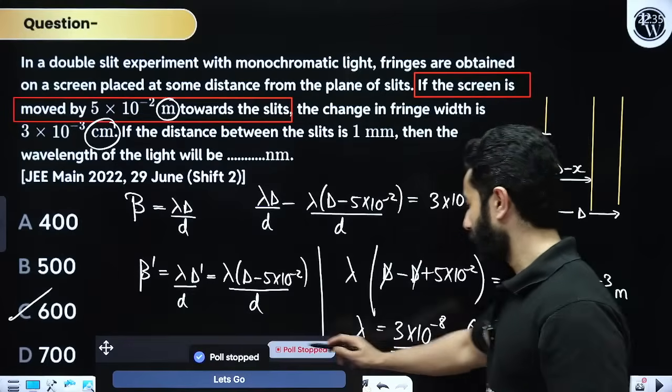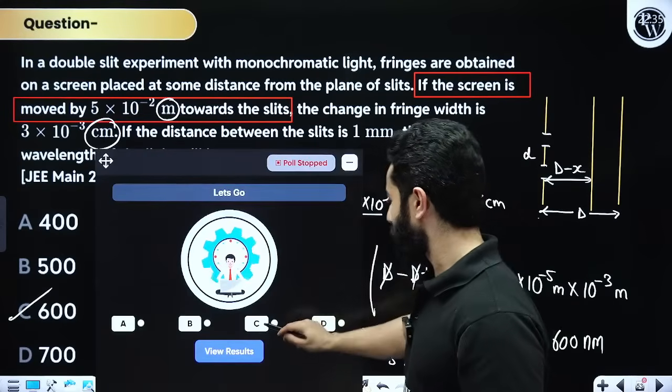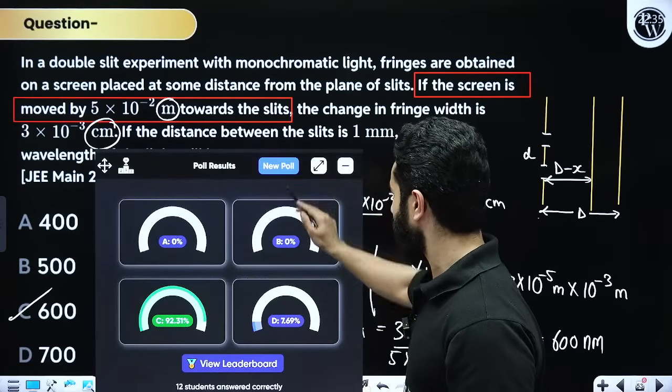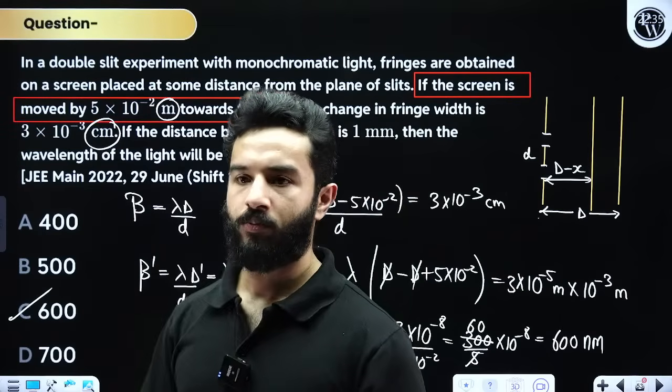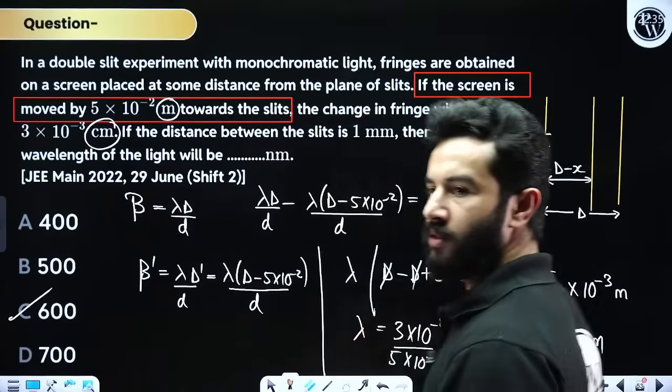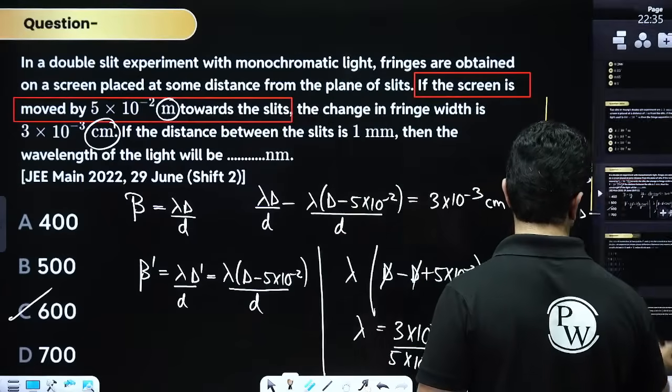Chalo, let me know in the chat box if you have any doubt. C is absolutely correct. Very good. Great. Any problem? Sorted? Let me know in the chat box.